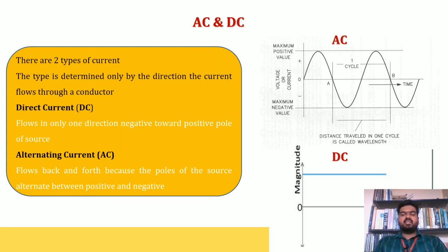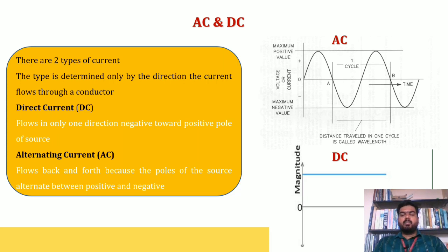In the case of AC, with respect to time, that is the x-axis, the y-axis value, that is the voltage or current value, is changing, it is alternating. For a certain time period it is positive, and for a certain time period it goes negative. So it is alternately changing with respect to time. That's why we call it alternating current, because there is an alternation between positive and negative, as the waveform looks.